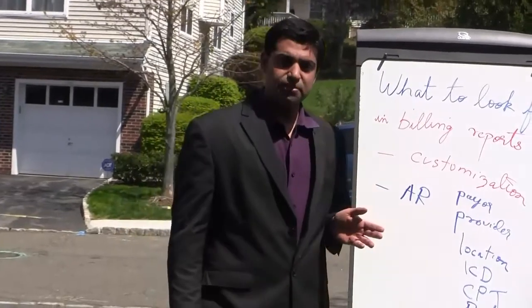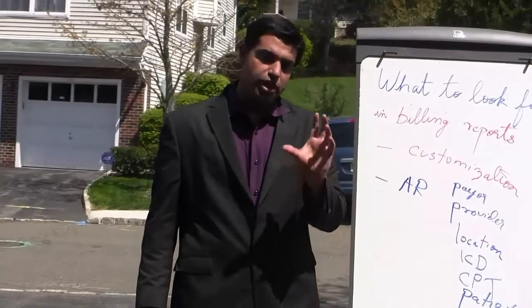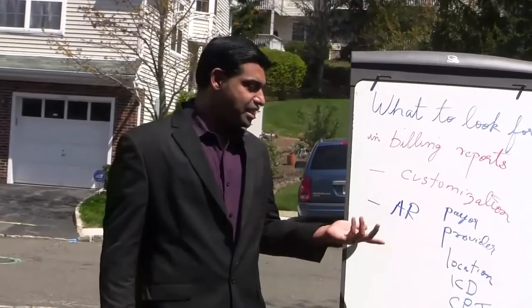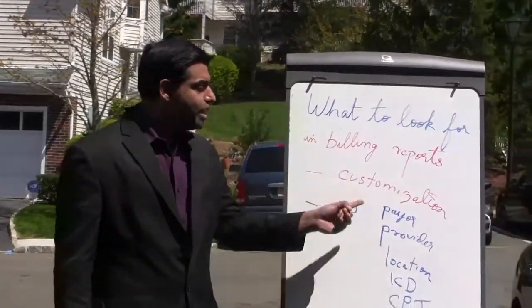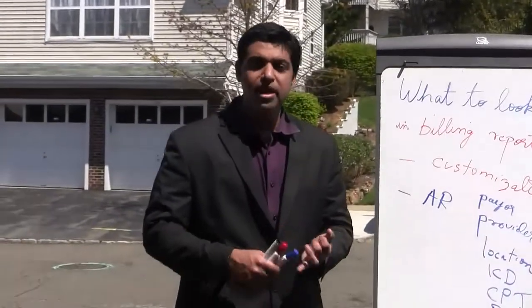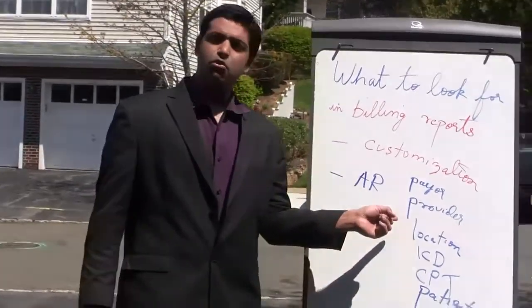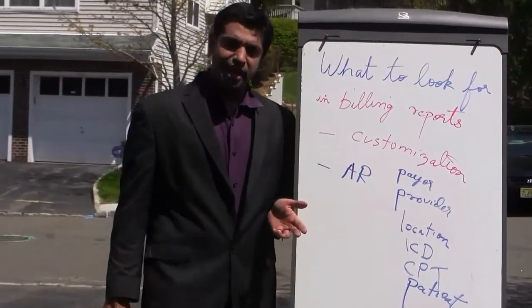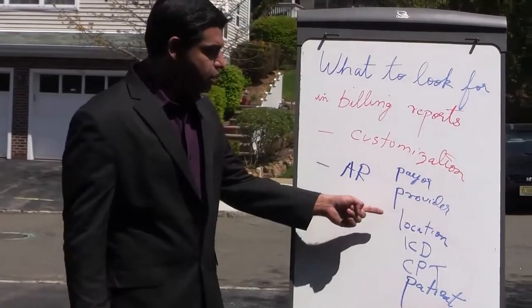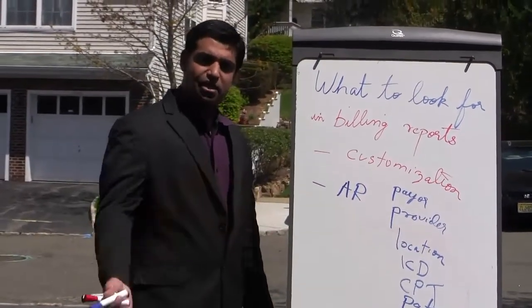These are the metrics that help run your practice. These are the metrics that will tell you whether you need to change the way you're doing things. These are the metrics that might tell you, listen, we need to stop working with certain payers because A, they're taking too long to pay, B, they're not paying enough. You may need to have a word with the provider if the provider is not billing correctly. C, you may need to have a word with the staff at the location to let them know, look, we don't seem to be doing as well as the other location.